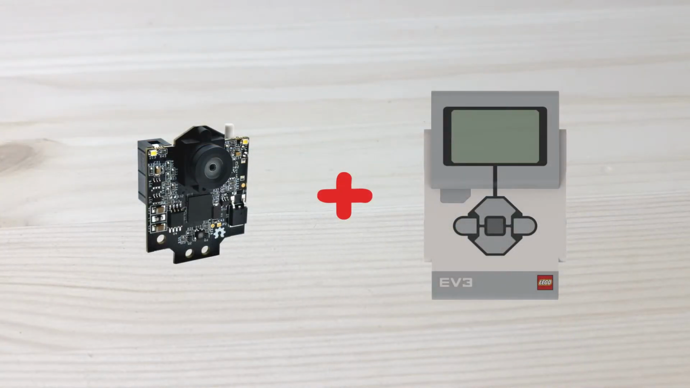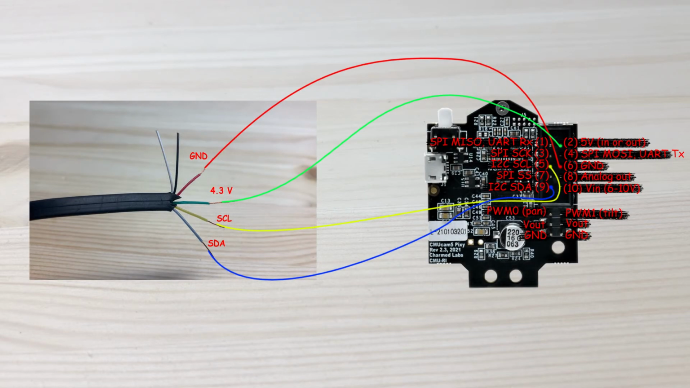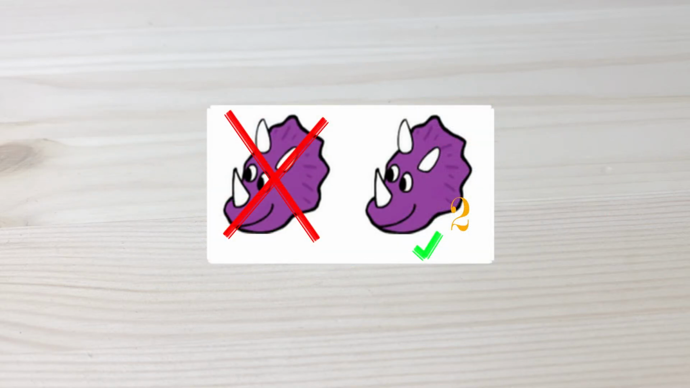Connecting Pixy 2 to ev3 is the same as with Pixy Original. The pinout of Pixy 2 is like this and the pinning is the same as with Pixy Original. And for setup, we will need to use the second version of Pixy Mon.